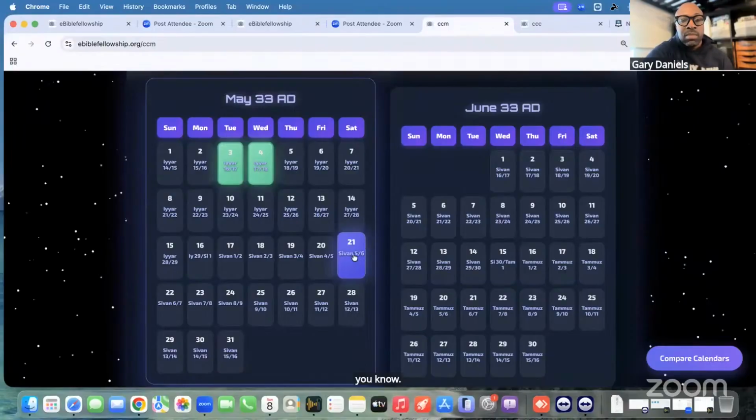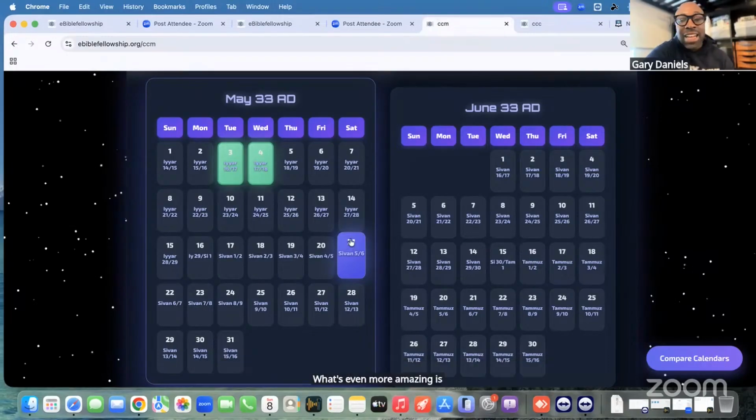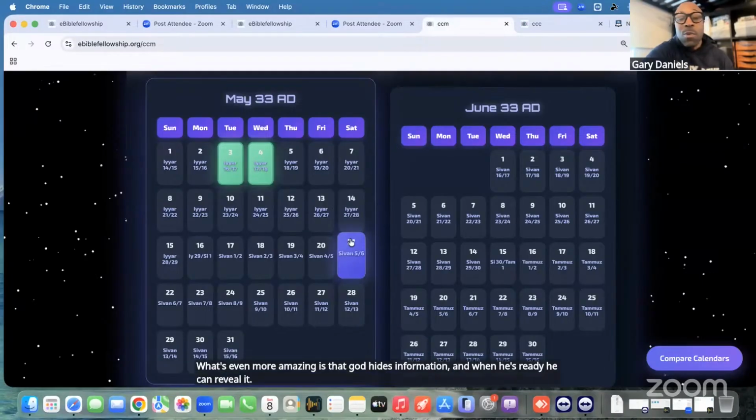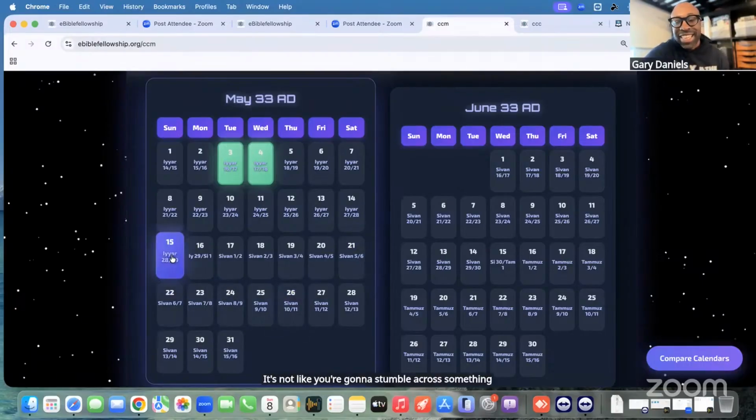So this is why God wove the solar calendar, because he foreknew we would use a solar calendar. What's even more amazing is that God hides information, and when he's ready, he can reveal it. And you won't find it unless God shows it to you. It's not like you're going to stumble across something that God doesn't want you to see.